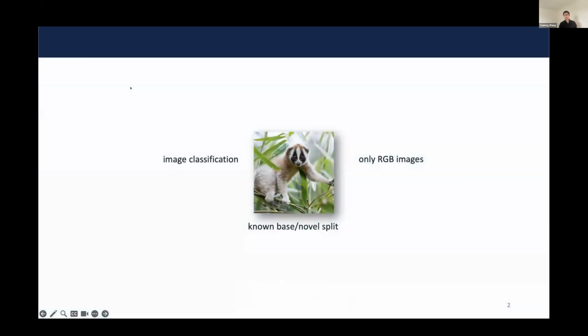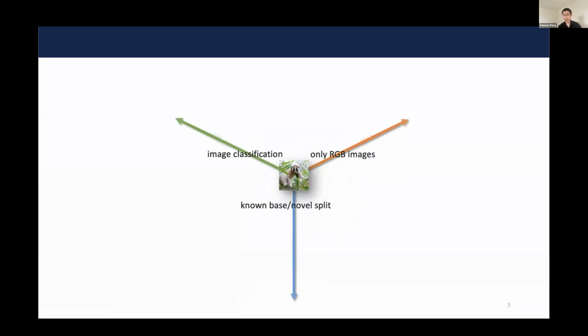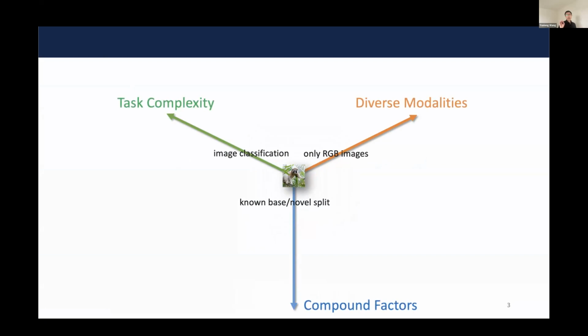More specifically, our focus has primarily centered around conventional few-shot image classification, which typically involves only RGB images and assumes a reasonable base and novel class split given in advance. However, real-world scenarios introduce a significant level of complexity that extends across multiple dimensions: task complexity, diverse modalities, and compound factors.